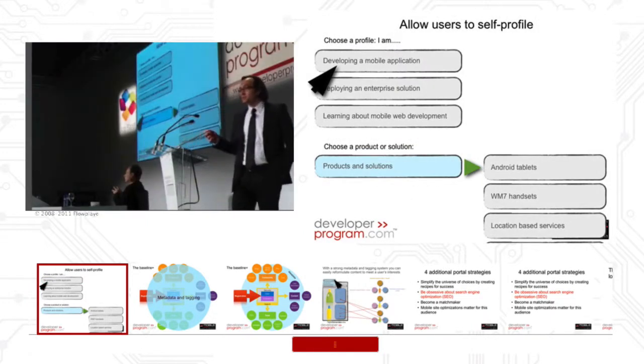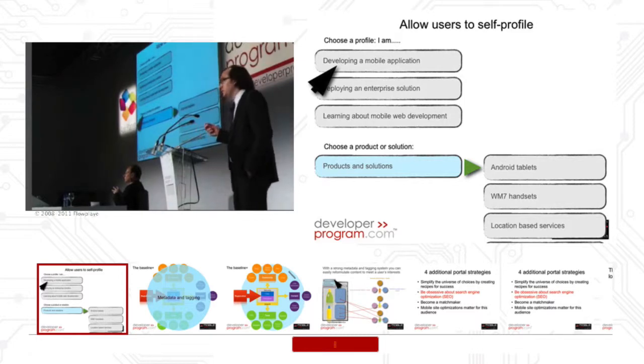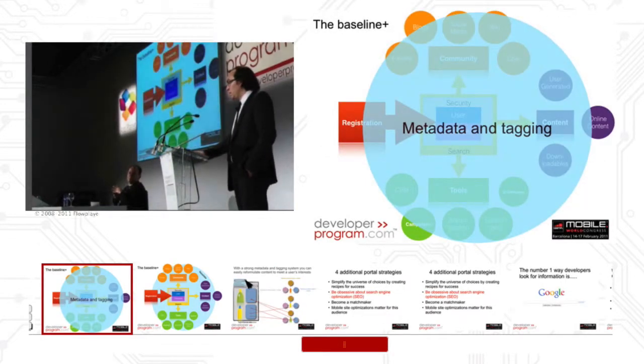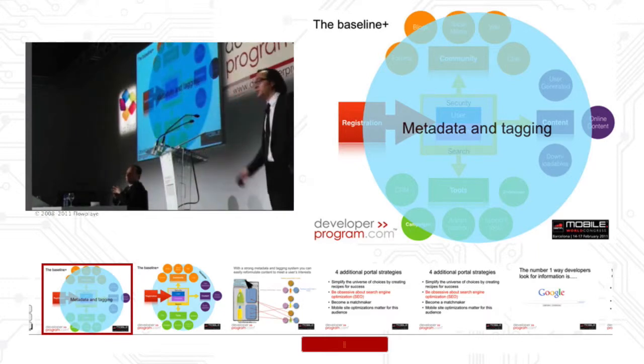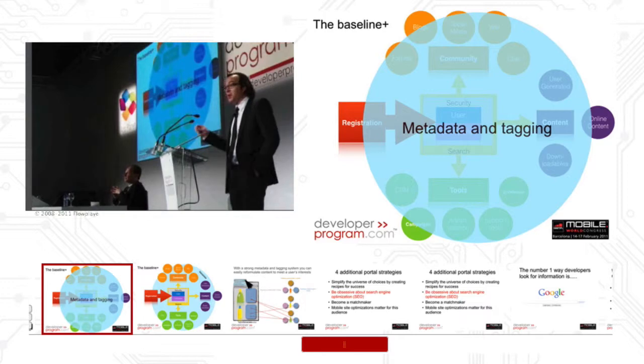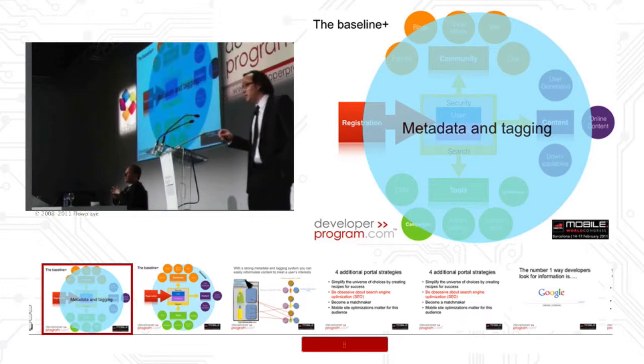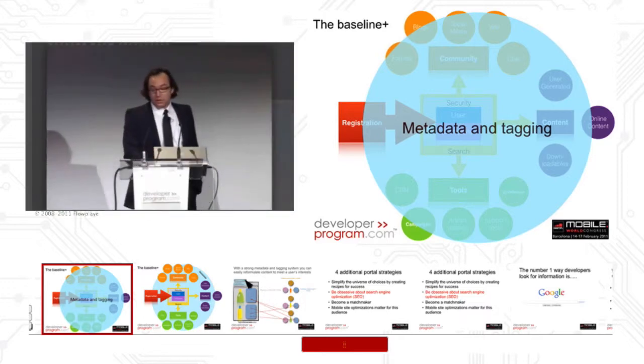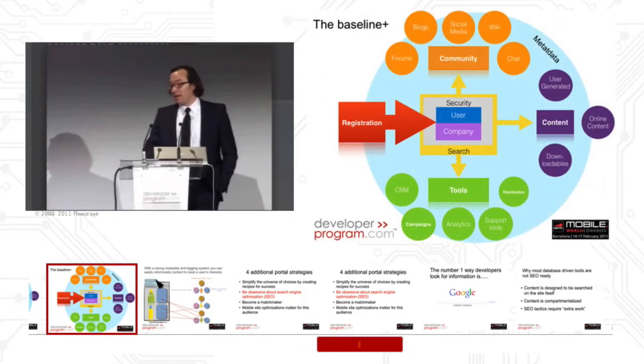Having that information gives you the ability to serve them the right content at the right time in the right combination. But what that really boils down to is a metadata and tagging model built into your portal infrastructure that allows you to act on that information. So you can collect the information about what they're interested in, but if you can't act on it, if you can't serve them the content, then it's a no-go. So having a metadata and tagging model in place allows you to accomplish things like this.